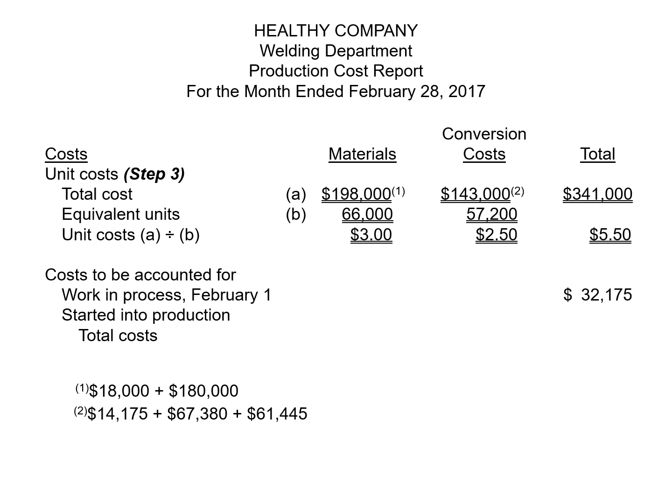If we focus on just the cost of work in process, it's $32,175. If we add to that the costs that were started into production in the month, we arrive at our total cost of $341,000.